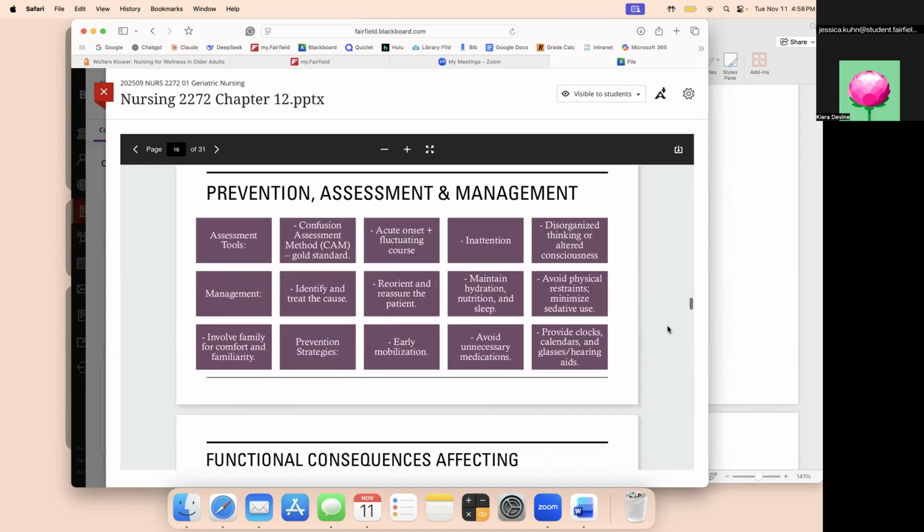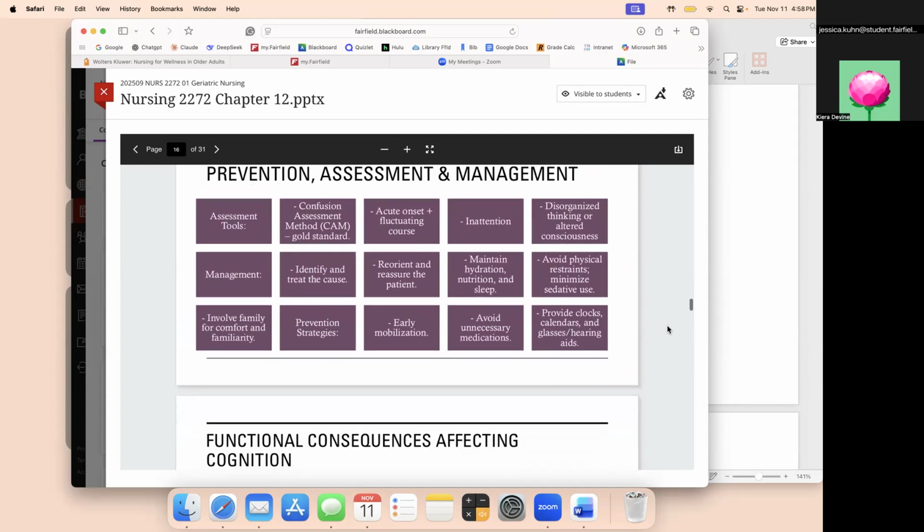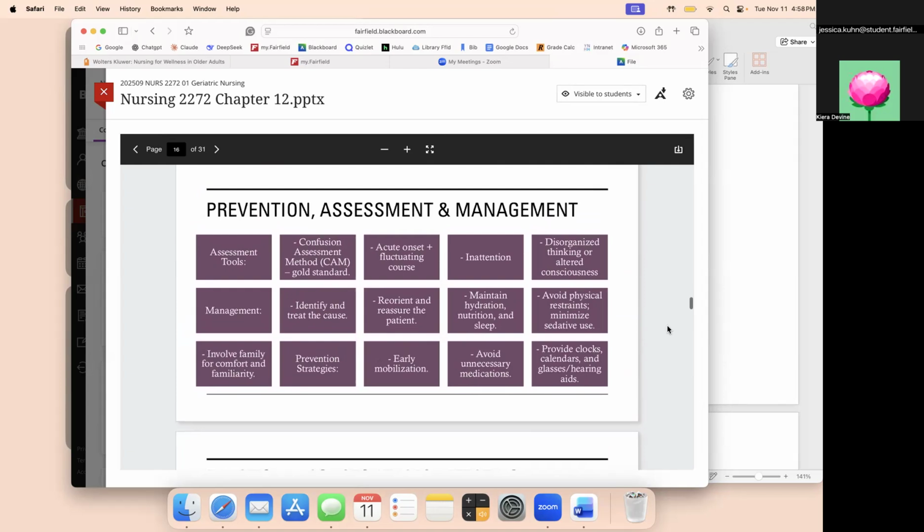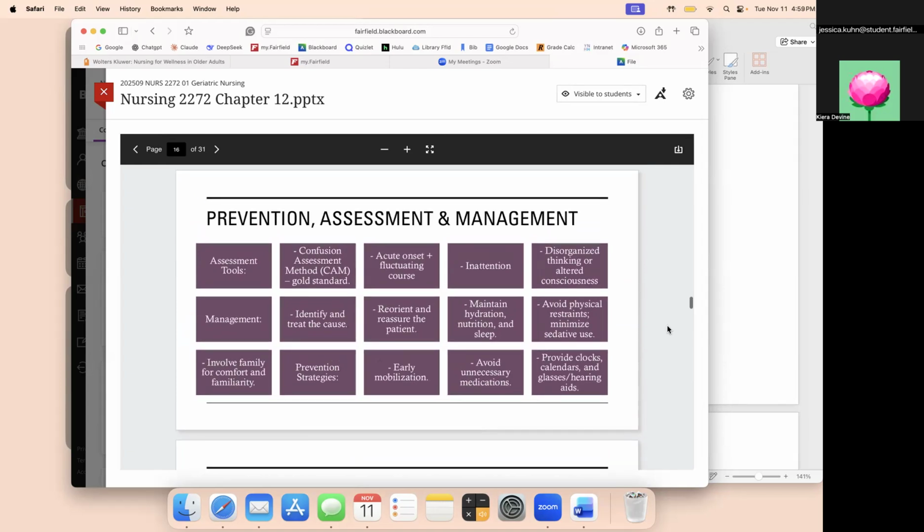The assessment tools, the management here, I would pay attention to this as well.